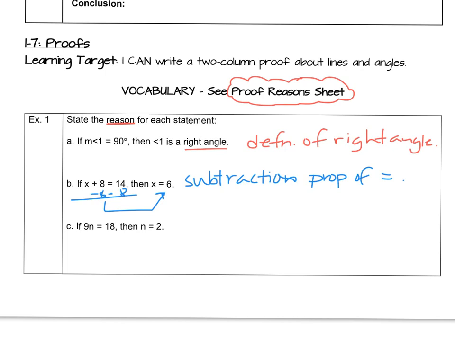Another type of property that we applied yesterday, it says if 9n equals 18, then n equals 2. So how did we get n by itself? If you remember, we divided each side by 9, and 18 divided by 9 is 2. That would be the division property. All right, please turn it over.